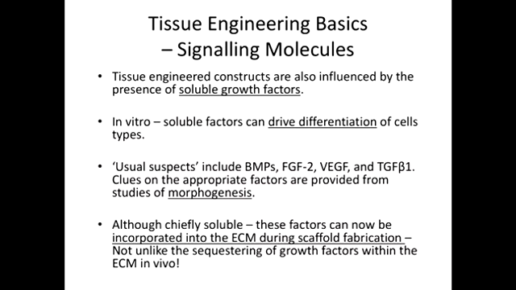You'd also need to consider whether you need to incorporate signalling molecules to drive differentiation or to maintain a differentiated state. There are some usual suspects, which are the bone morphogenic proteins, FGF, which Andrea talked about integrating into some of her scaffolds, VEGF to promote angiogenesis, and TGF-beta. This information is often gathered based on their role in ontogeny and morphogenesis. And you can incorporate these molecules into your scaffold fabrication as well.